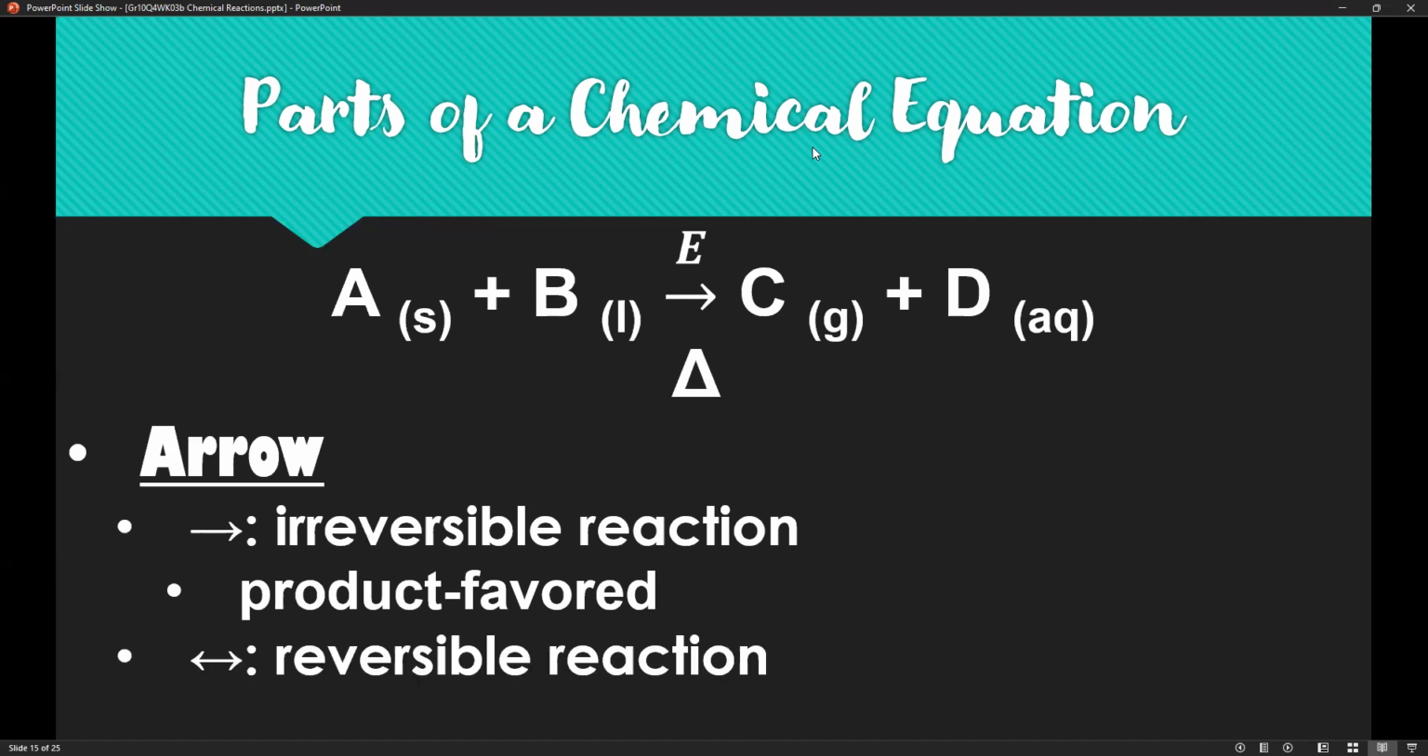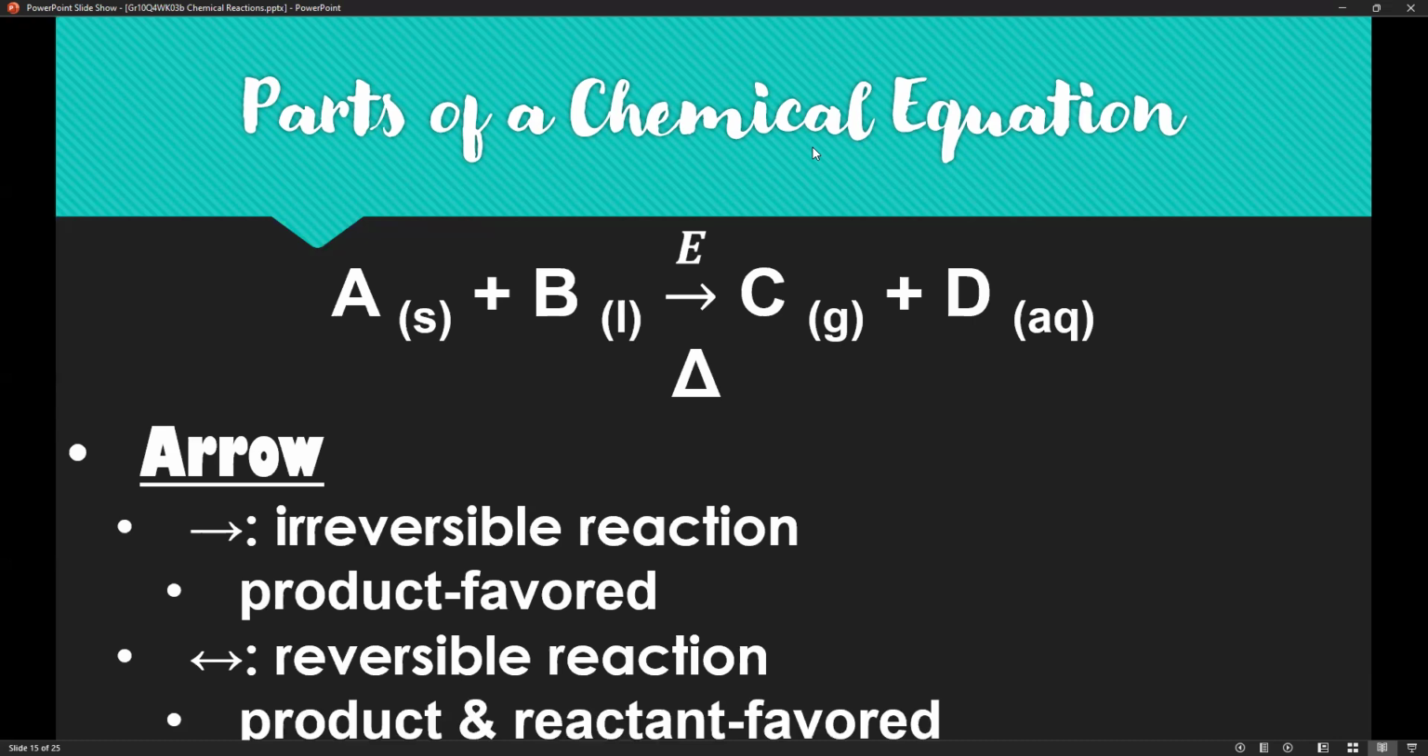However, if you see a double-sided arrow, one pointing to the left and the other one pointing to the right, we classify that as a reversible reaction. The reversible reaction means that it is both product and reactant favored. If you turn A and B to C and D, you can reconvert it back to A and B.